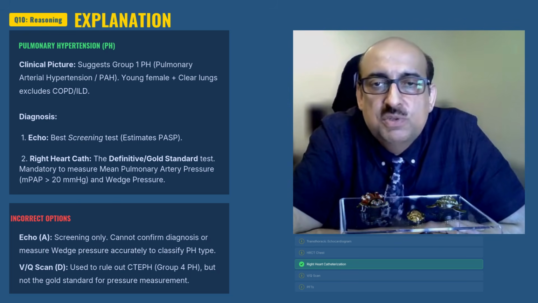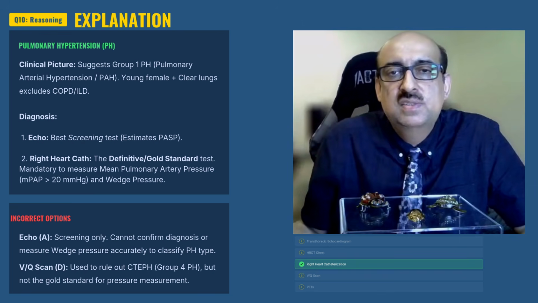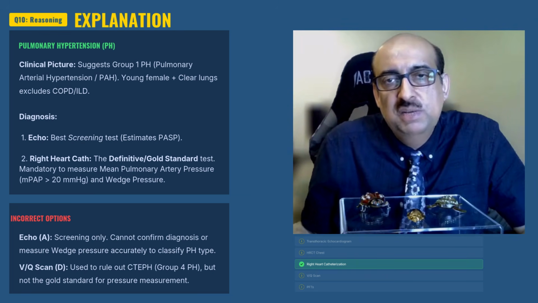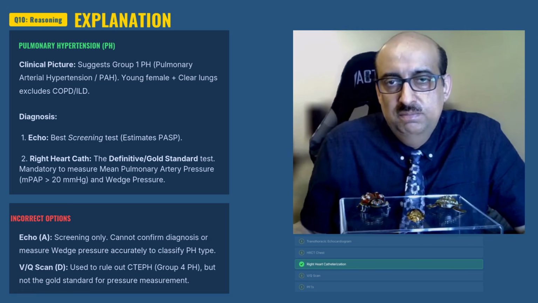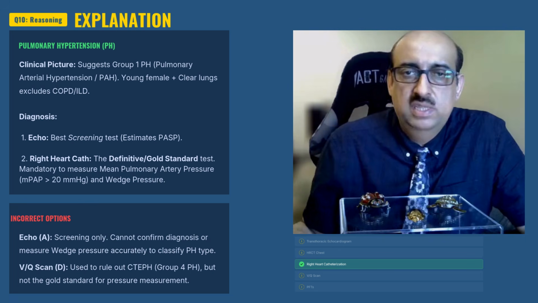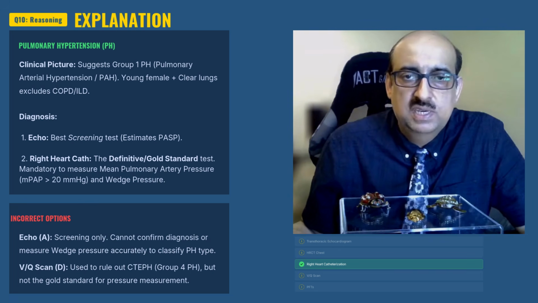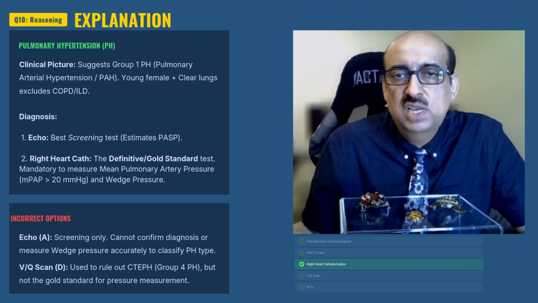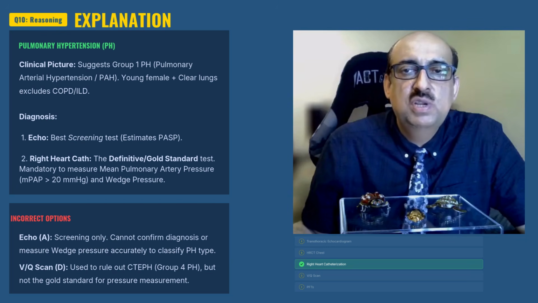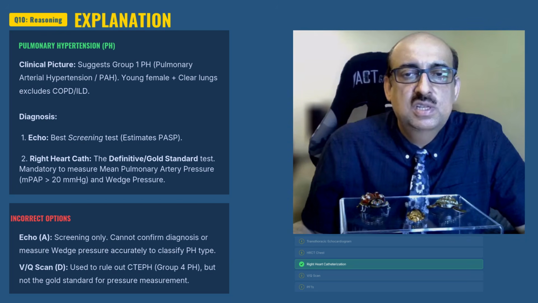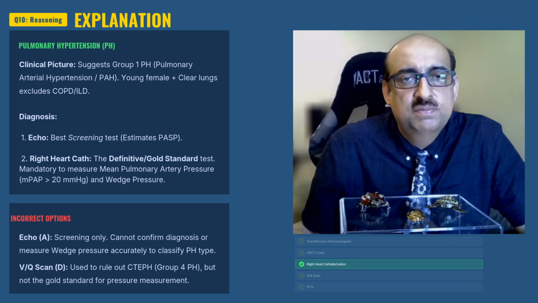Let's look at the incorrect options. Option number 1 is echocardiography. Obviously we said it's for screening but not the definitive diagnostic test. Then we have HRCT, that's to look for the lung parenchyma, but you're not suspecting any lung issues as such. VQ scan and CT pulmonary angiogram, again you would be thinking of chronic thromboembolic pulmonary hypertension, which is group 4, but not a gold standard for pressure measurement. So it gives you indirect evidence of the etiologies but not the definitive diagnosis itself.